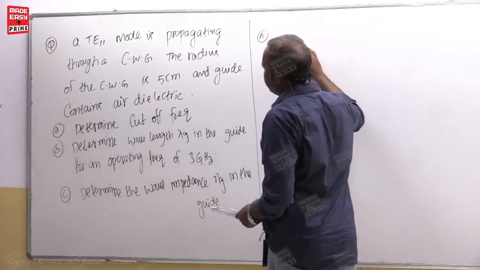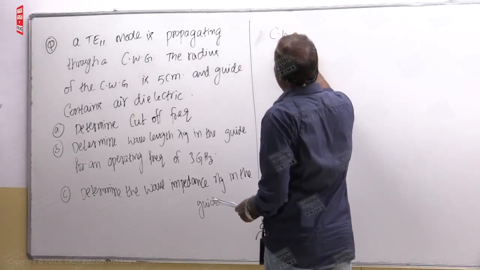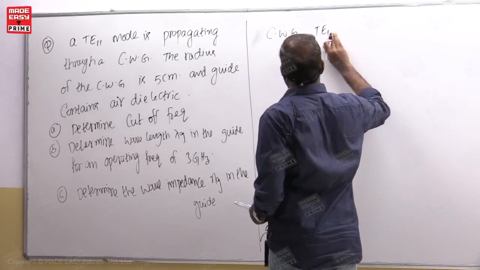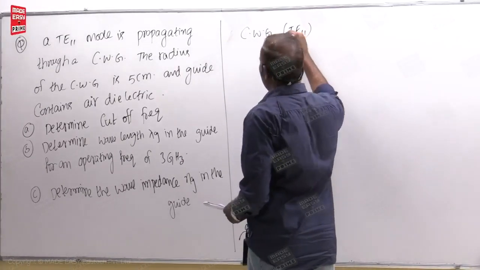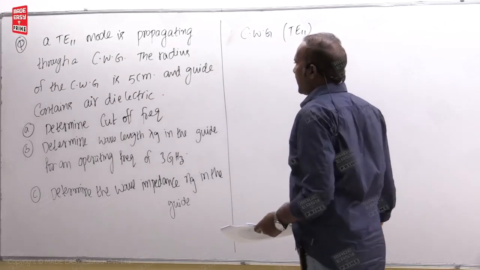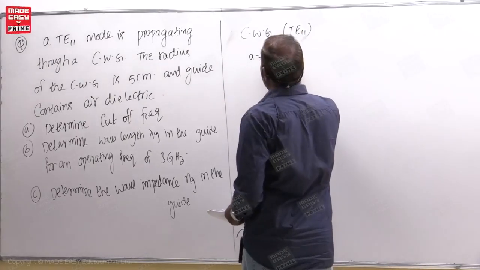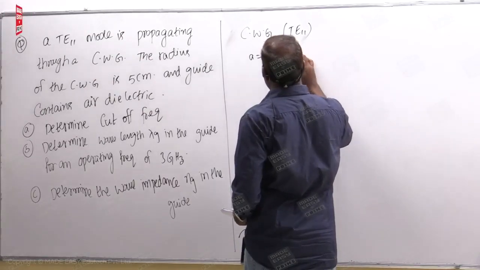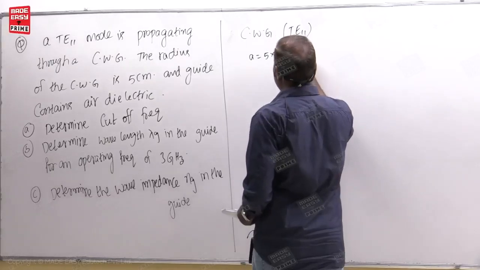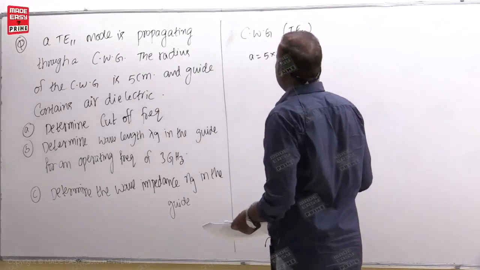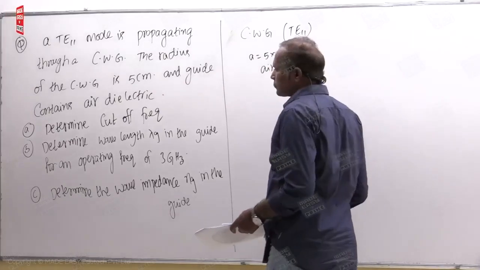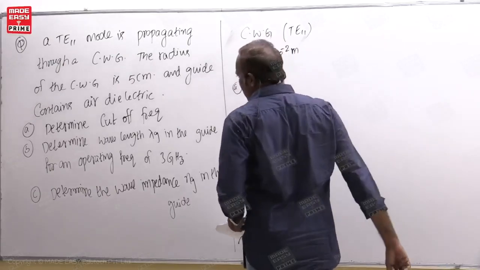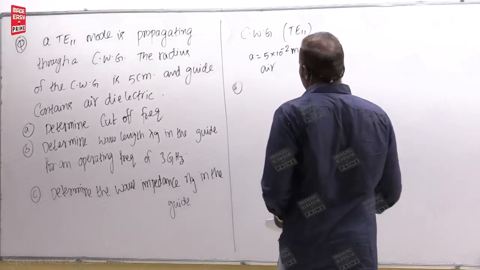Now, circular waveguide, so TE11 mode is the dominant mode. It is given. The radius a is equal to 5 centimeter, and the guide contains air medium. Then determine the cutoff frequency. So students, what is the cutoff frequency formula?